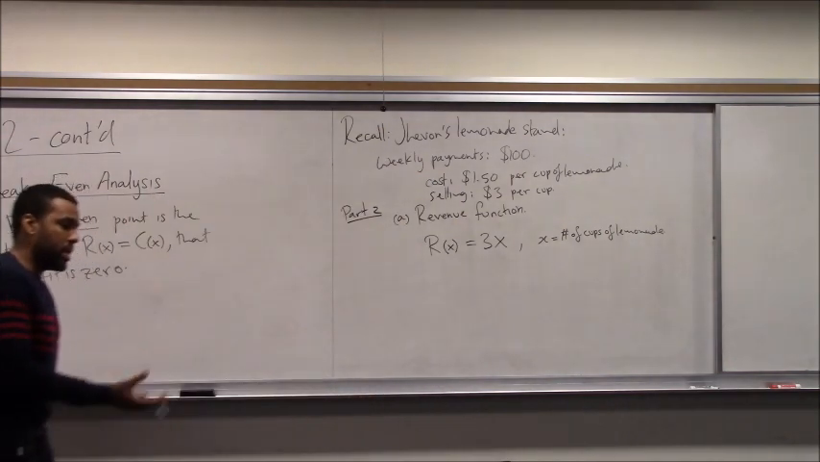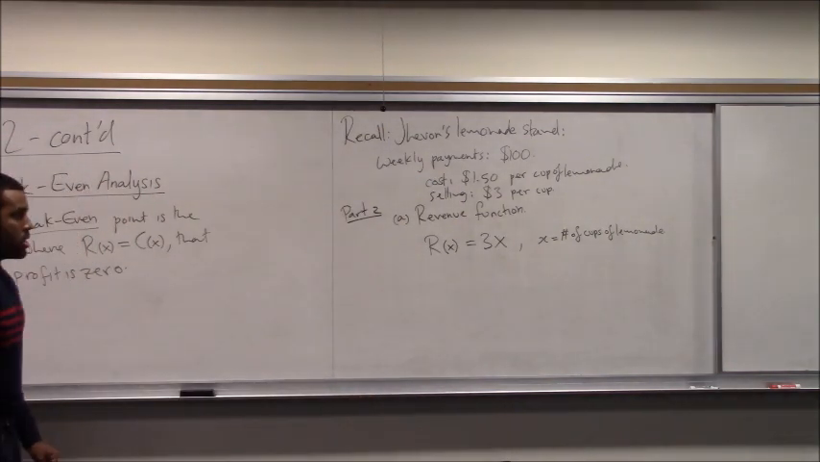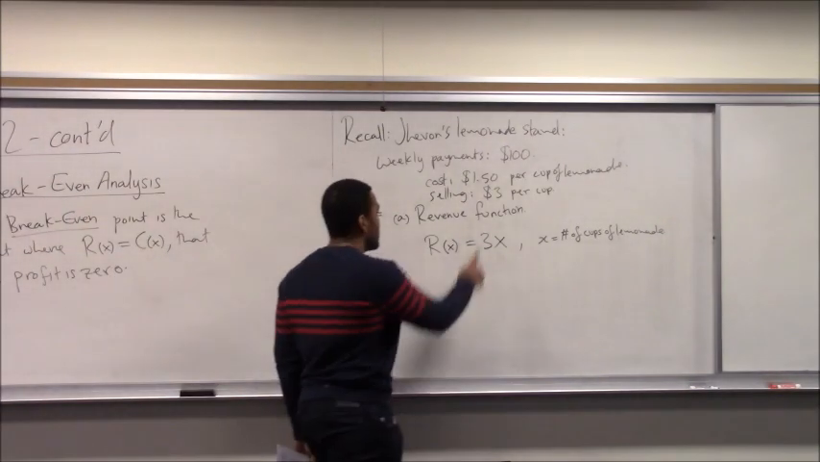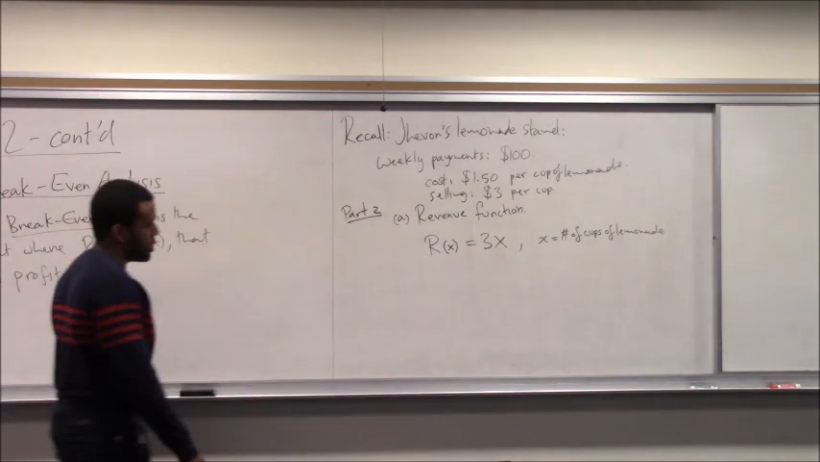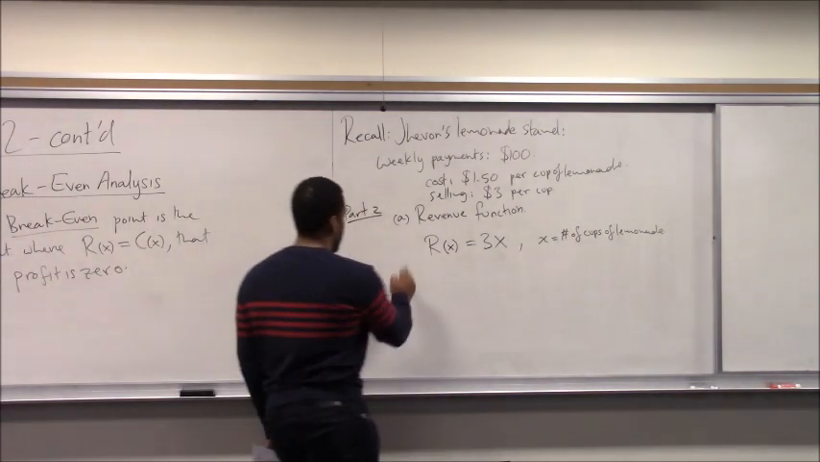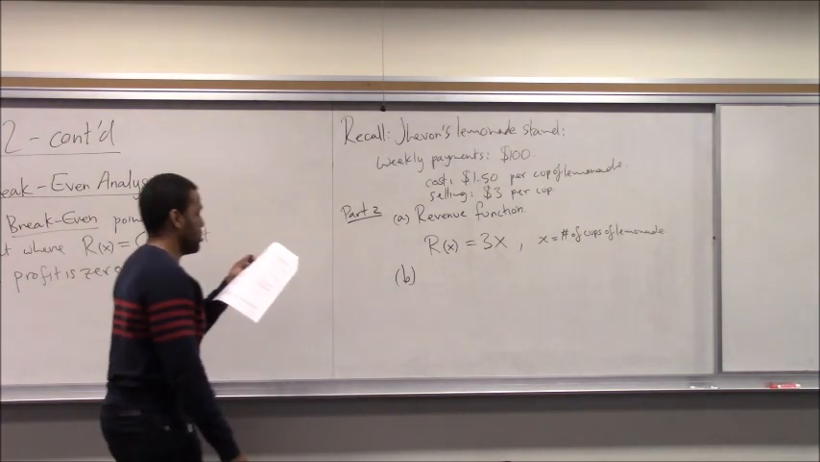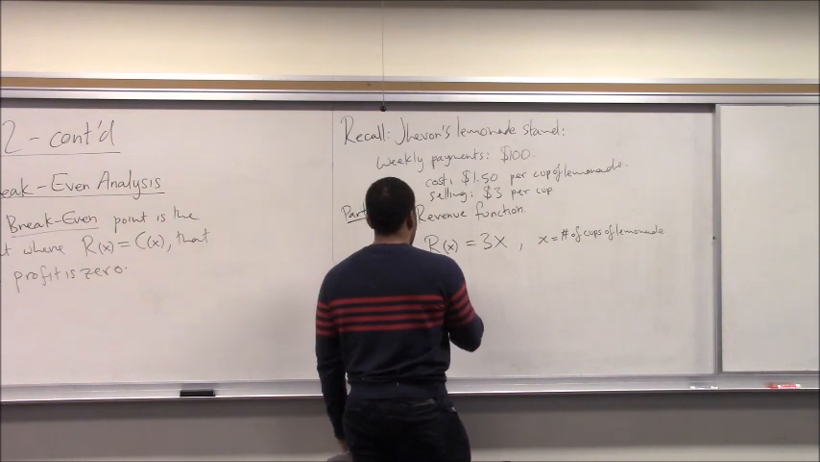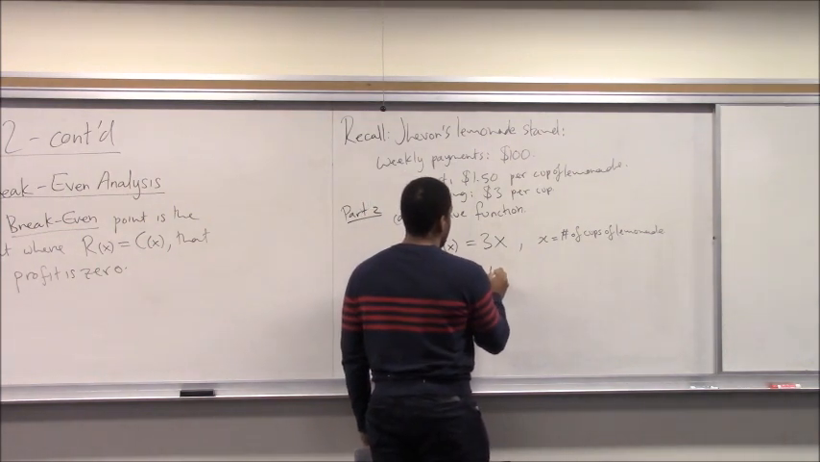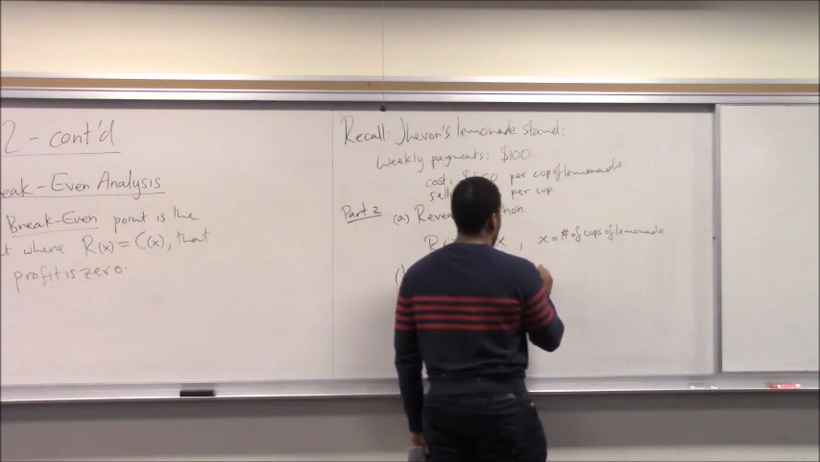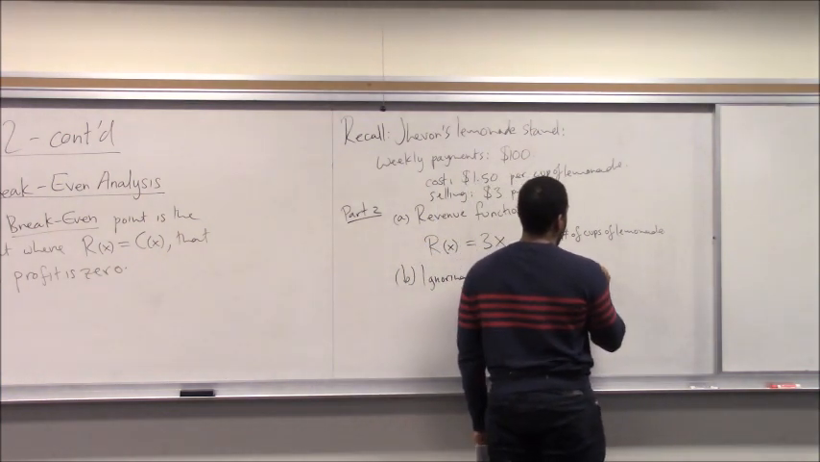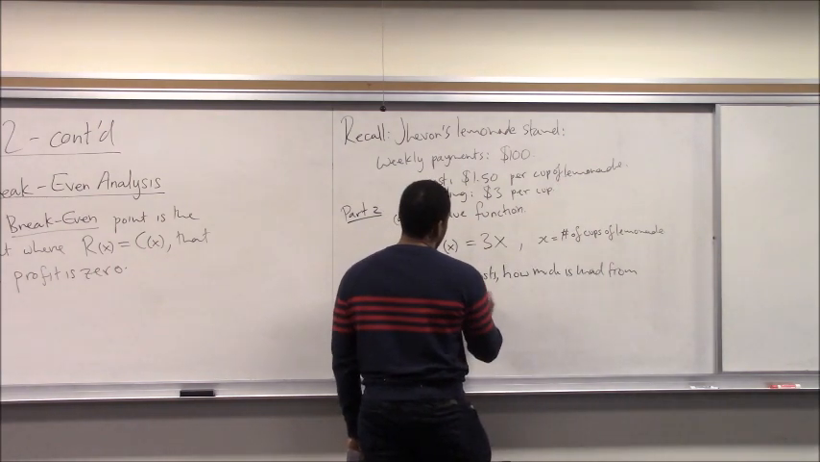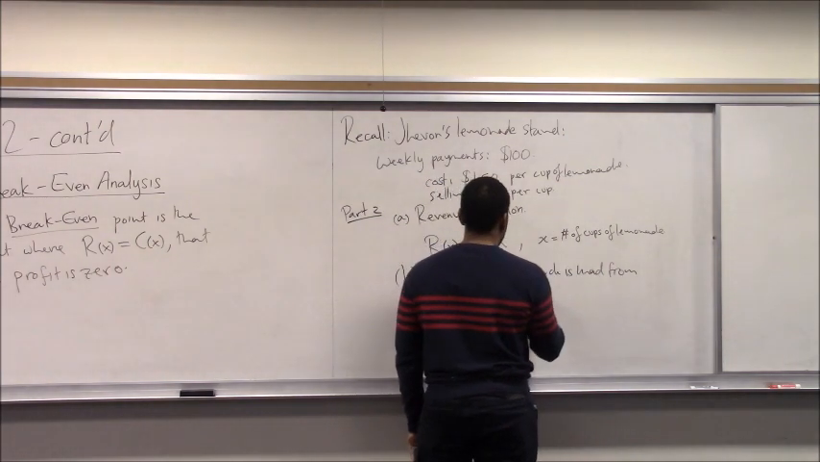So I bought the lemonade stand, I'm making fixed payments of $100. It costs me $1.50 per cup to make a cup of lemonade. I want to make a slight profit, so I'm going to double that price, selling it for $3. The revenue function therefore will actually be 3x. So here, ignoring cost, how much is made from selling 25 cups of lemonade?